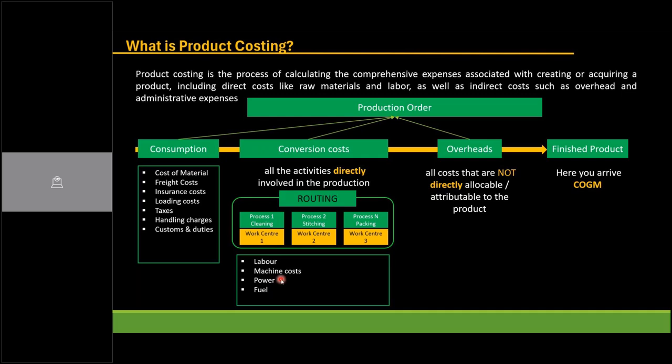We will do the quantification, saying that to produce one cement bag, how much labor activity should I consider in work center 1? Again, in work center 2, how much labor is being expended? So these need not be uniform. Once you finish the conversion cost, then you go ahead and apply overheads, and then you get the cost of goods manufactured. Is it clear what product costing is?